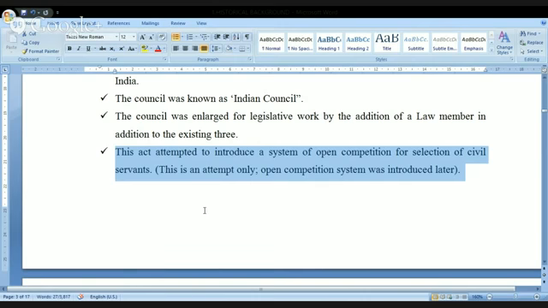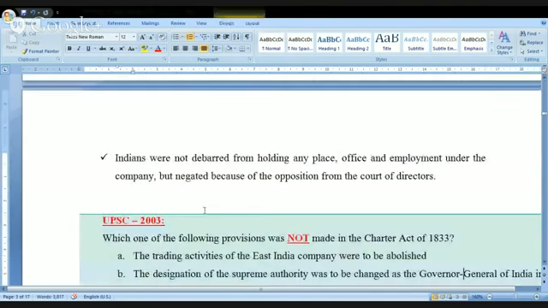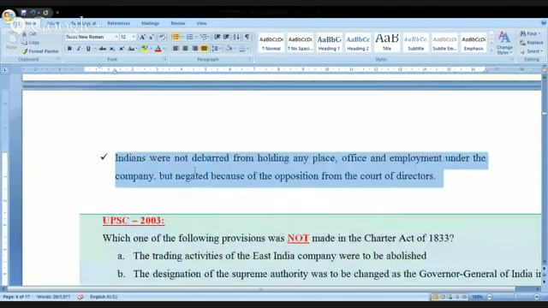That is called the open competition. And that came into India since 1854, but the first attempt was made through the 1833 Charter Act. Now, I'm moving further. Look at this. Indians were not debarred from holding any place, office, and employment under the company, but negated because of the opposition from the Court of Directors.